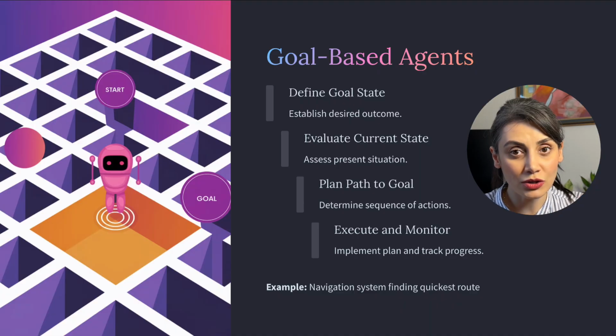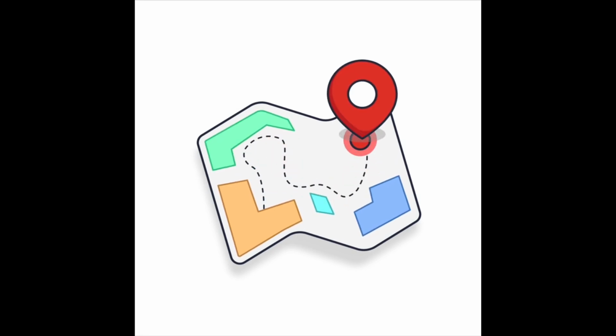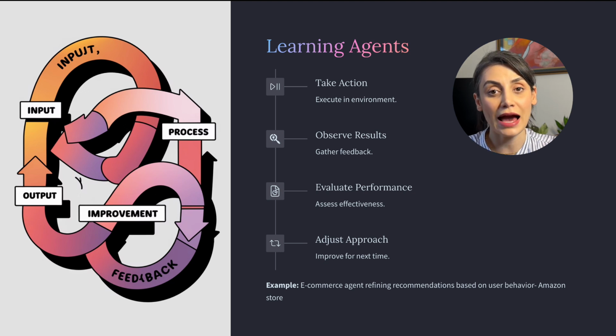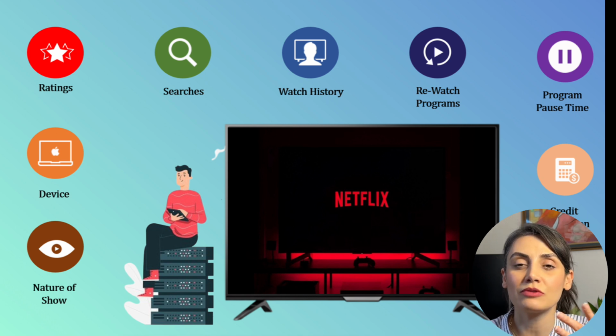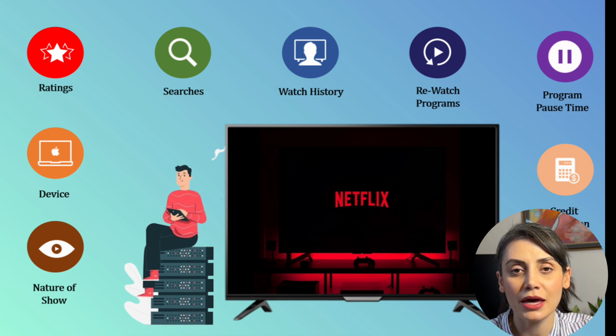Goal-based agents define a goal, evaluate the current system, plan, and execute. Navigation systems that try to find the best route to a destination are one of these models. Next, we have utility-based agents that evaluate options based on a utility function. These models evaluate trade-offs between competing options and try to find the optimal answer. And eventually, we have learning agents that take action, observe results, evaluate, and adjust approaches. These agents try to improve performance through experience. For example, Netflix recommending a movie based on whatever it has learned from your watching habits or the type of movies you like is a good example of this system.